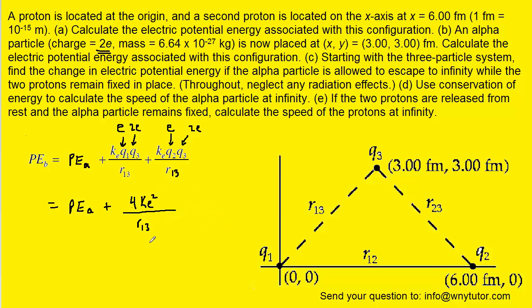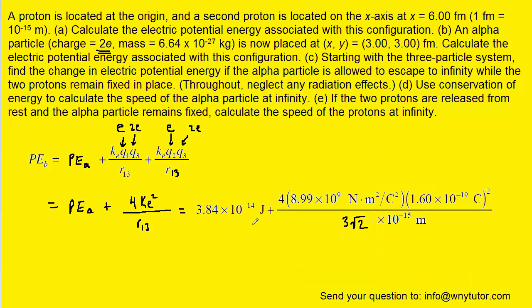Now we're essentially ready to just plug in and calculate the potential energy. We just have to get the distance that we've labeled R13. And so we'll notice, if we dropped a line straight down here, that this distance right here is 3 femtometers, and that this distance would also be 3 femtometers. If we did the Pythagorean theorem on this, we would see that the hypotenuse, or this R13, would be 3 radical 2. So that means that the distance, R13, is going to become 3 radical 2 femtometers.